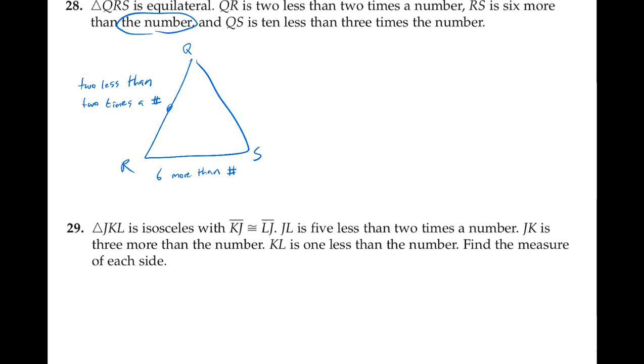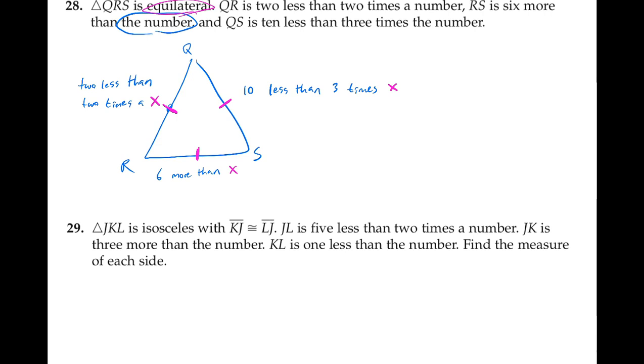So let's give that number a name. Let's call it X. And now here we also have that same number X. And then the other one, QS is 10 less than 3 times that same number, so here's X. Again, we can set up 3 different equations here. These two sides are the same, these two sides are the same, because it's equilateral. So we know when it's equilateral that all the sides match. When we have one variable, in general we only need one equation to solve for it.